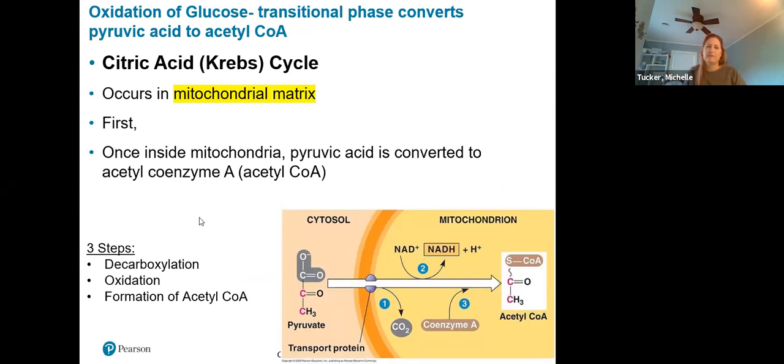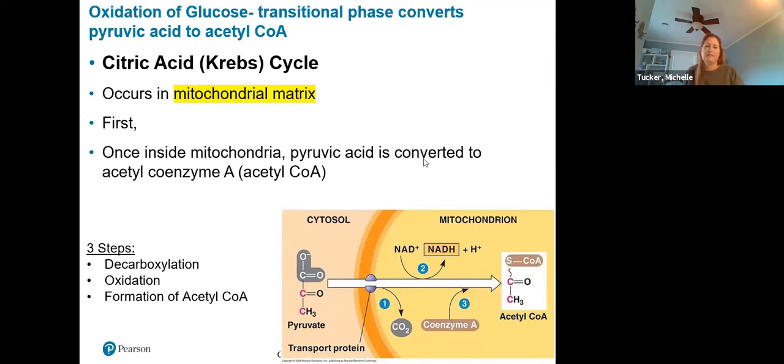So the Krebs cycle occurs in the mitochondria. Its status as far as aerobic or anaerobic is kind of a mix. It will not proceed in the absence of oxygen because it's linked to the electron transport chain. But in and of itself it does not utilize oxygen. So we still consider it aerobic metabolism because it will not proceed in the absence of oxygen.